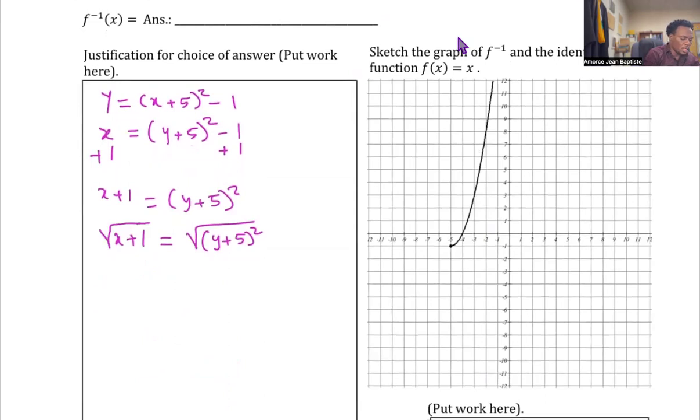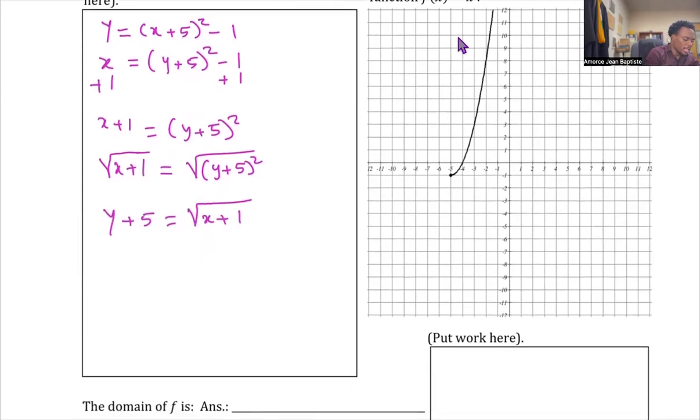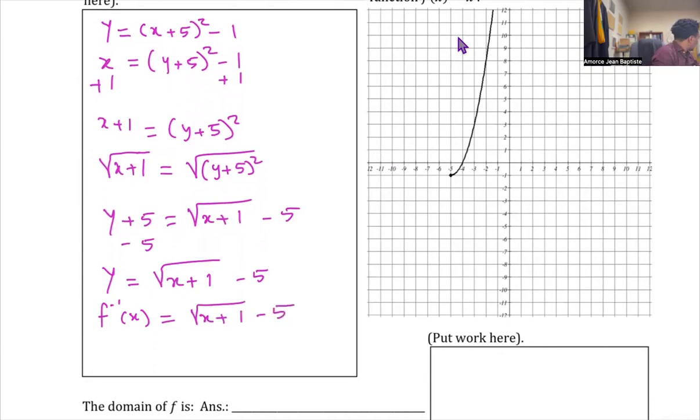The square root of something squared, if the thing is positive, would be the thing. So that's y plus 5 equals the square root of x plus 1. And then we can subtract 5 on both sides. Y equals the square root of x plus 1 minus 5. We got y by itself. Now we can write the f inverse of x. The inverse of the function is the square root of x plus 1 minus 5.